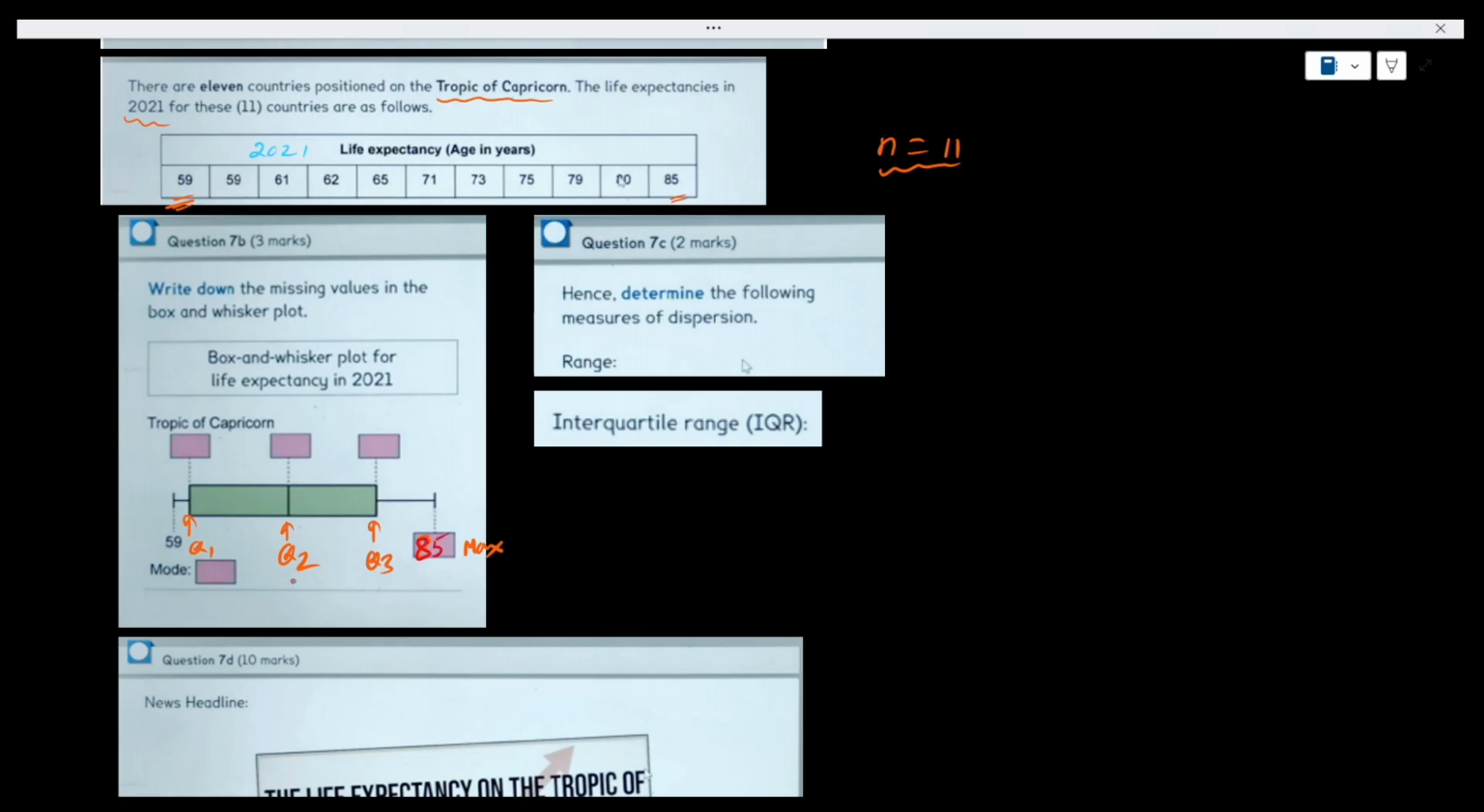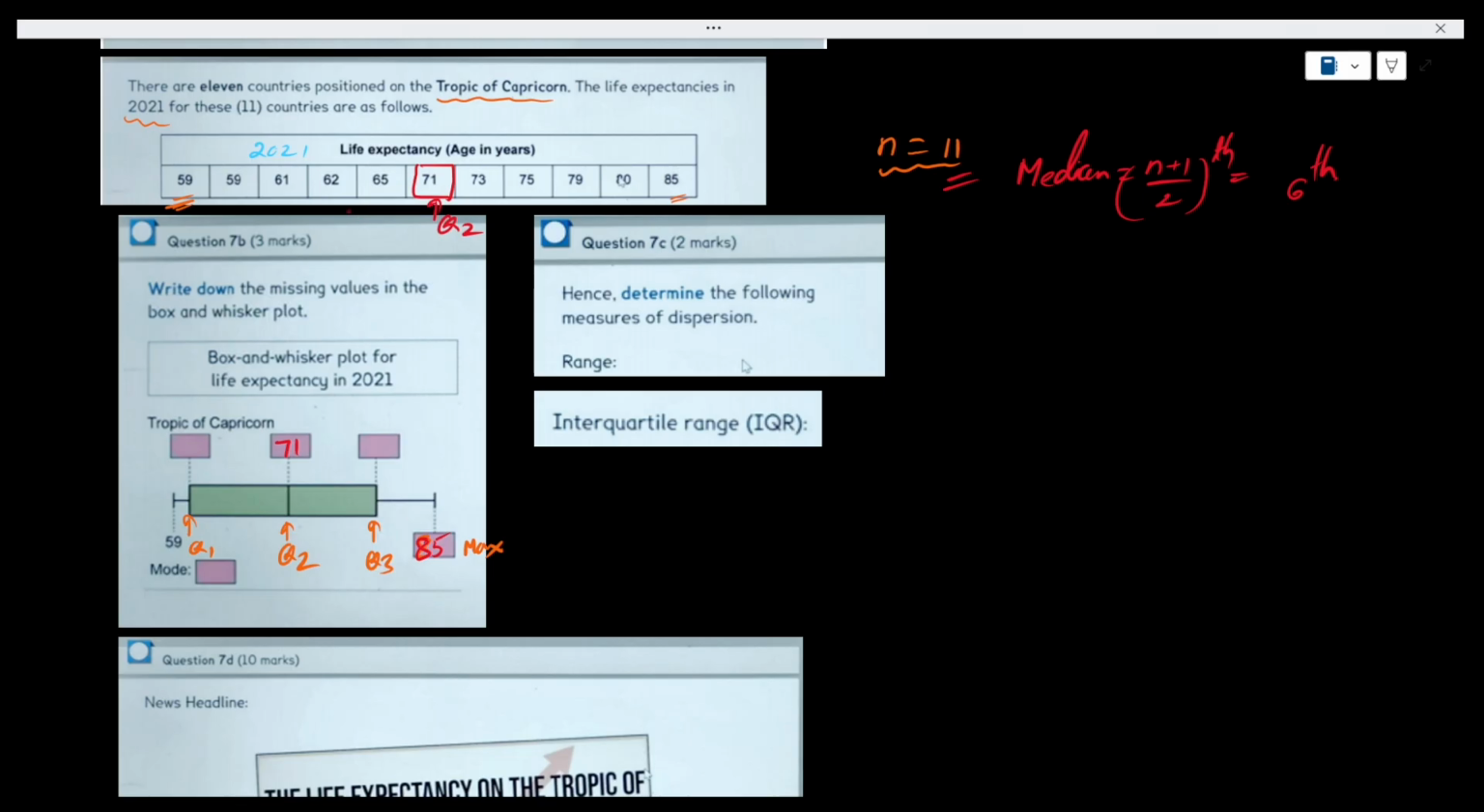Now how do we get the median? You know that whenever we need to get the median, because n is odd, the median will be the (n plus 1) by 2th term, right? That is going to be the 6th term. In your data, it's already arranged in ascending order: first, second, third, fourth, fifth, sixth. So this is going to be your Q2 here. So what are you going to fill here? It is 71 years. It is the median life expectancy.